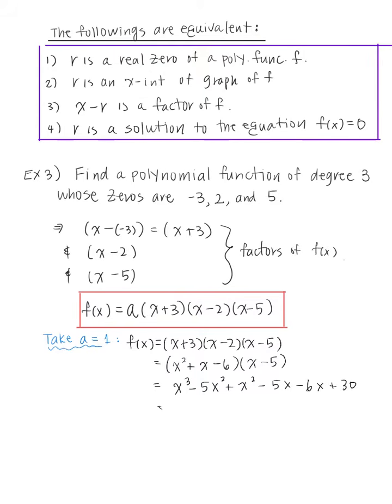Now combining the like terms, what do we get? X cubed, and then you're going to have minus 4x squared. Is that right? And then you're going to have minus 11x, and then the constant term is 30.